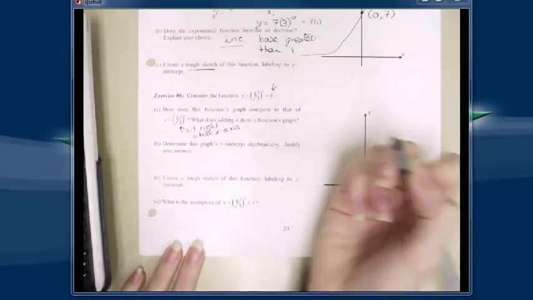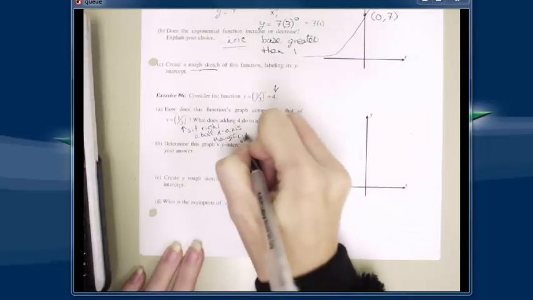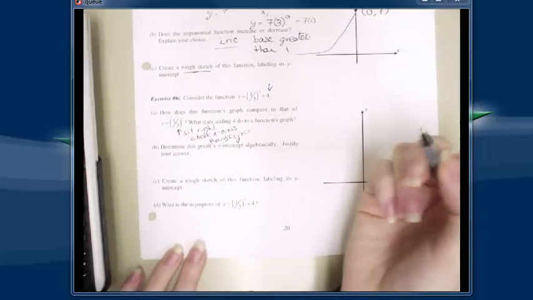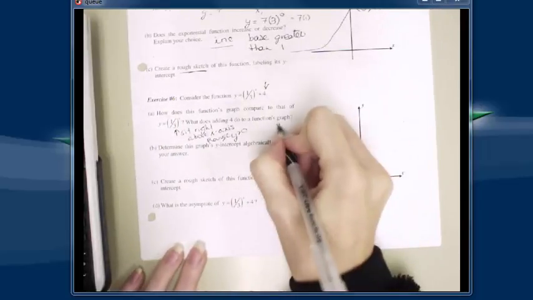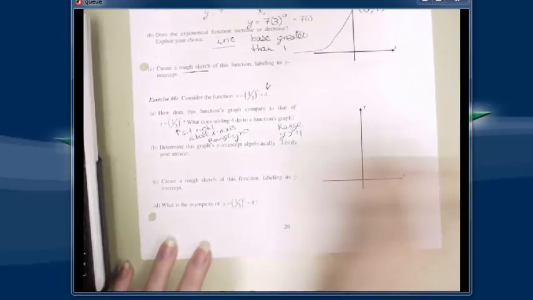Or have a range of y is greater than 0, where our new friend here has a range of y is greater than 4.